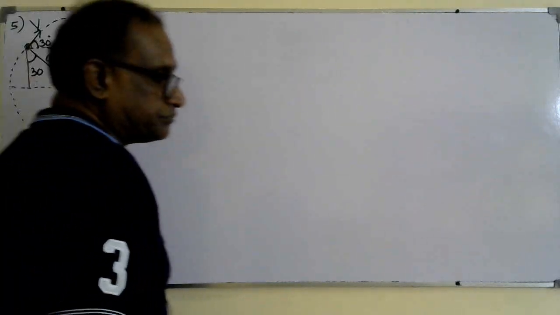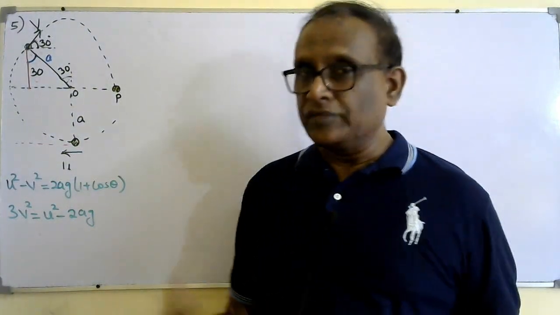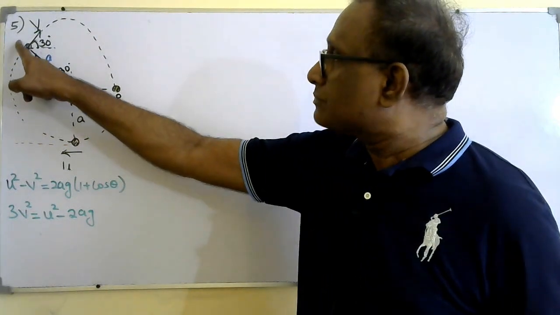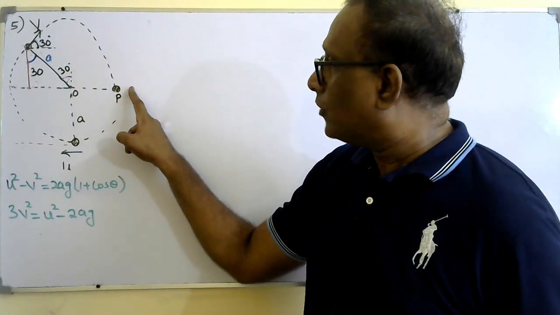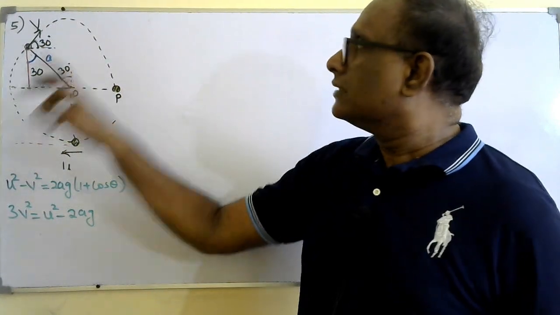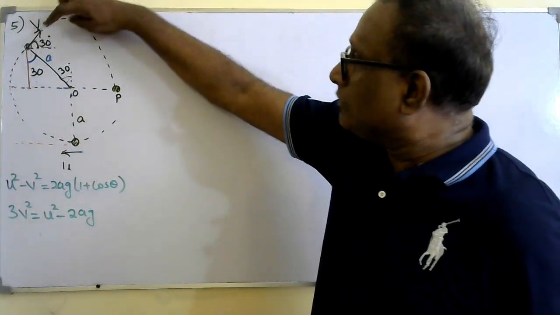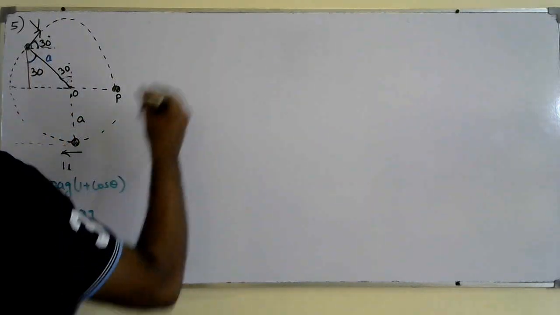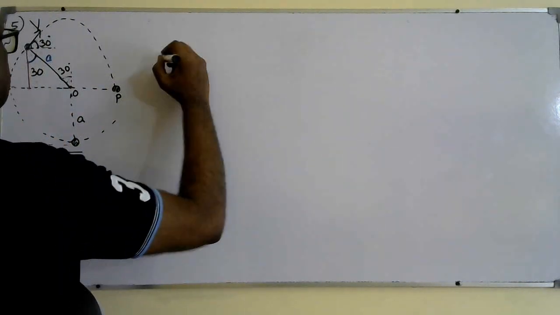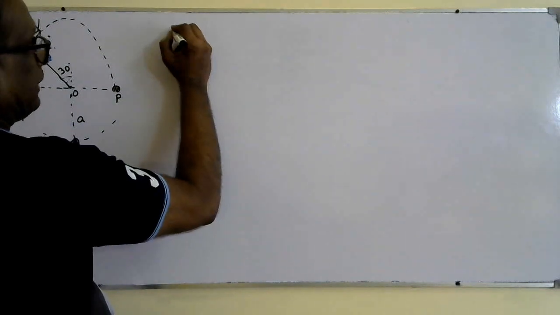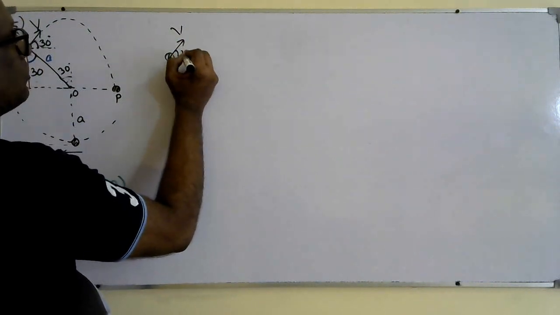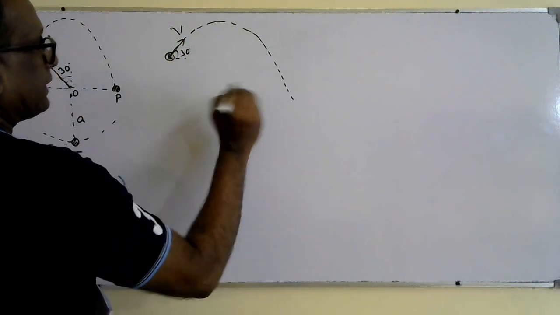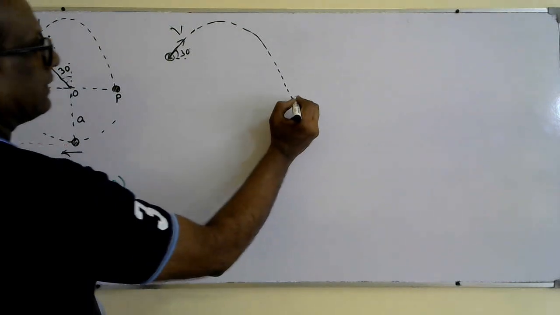Okay, so we need to derive an expression for capital T. Capital T is the time taken to move from this point to this point, where OP becomes horizontal. How much has it moved vertically down? When we consider projectile motion, something like this, a particle is here, projected at an angle of 30 degrees to the horizontal at a speed V. It follows a projectile path, something like that. It has come to this position.